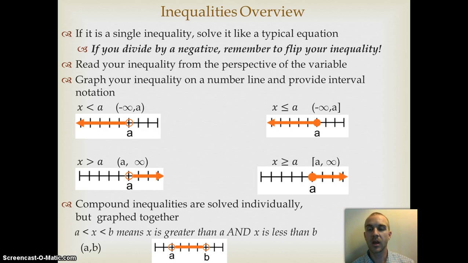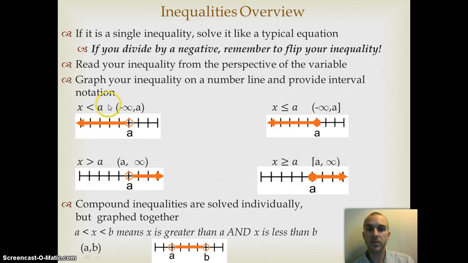specific value. When we solve the problem, just remember if you have to divide by a negative number to remove it from the variable, that you flip that inequality around. Whenever you read your inequality, always read it from the perspective of your variable. And when we actually give the solution to our inequality, we're going to state it in three different ways. We're going to write it as x is greater than or less than the number. Then we're going to give it interval notation, and then we're going to graph it.